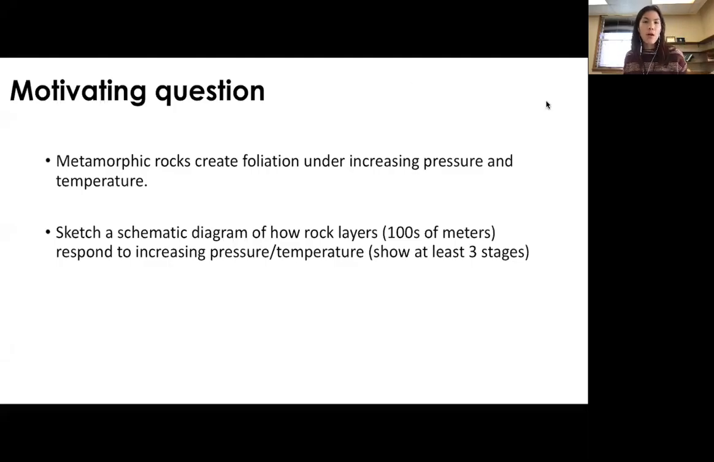Welcome to this lecture on structural geology. This will just be a one-part lecture. It's about half an hour long. And we'll start out today with this motivating question.